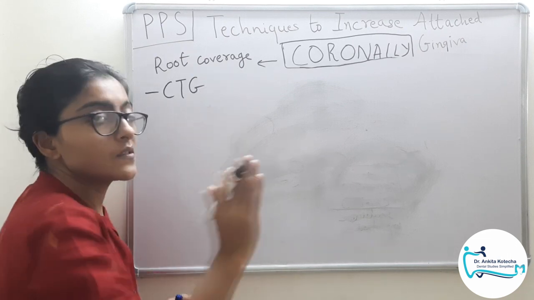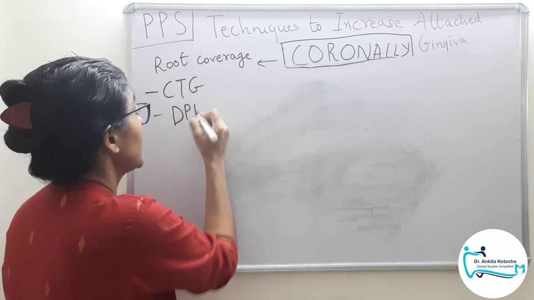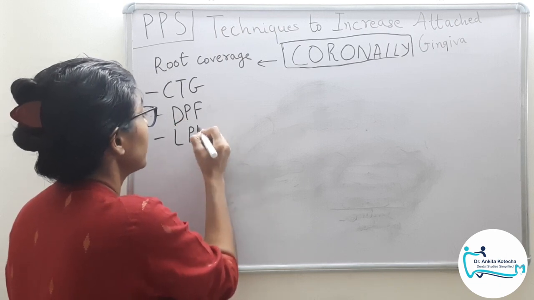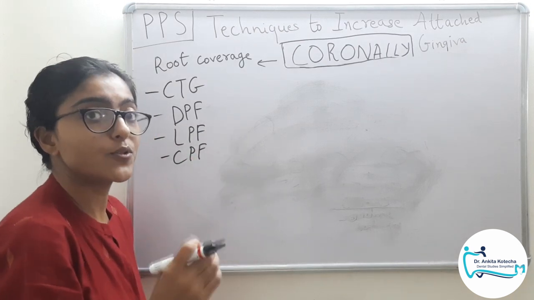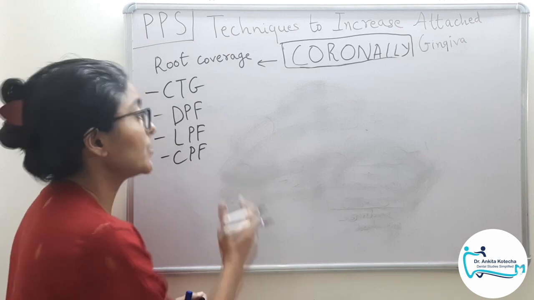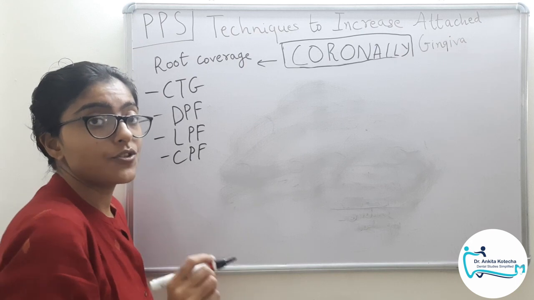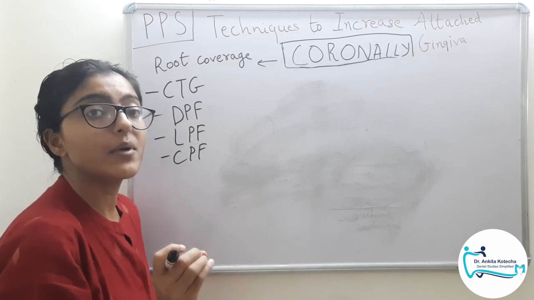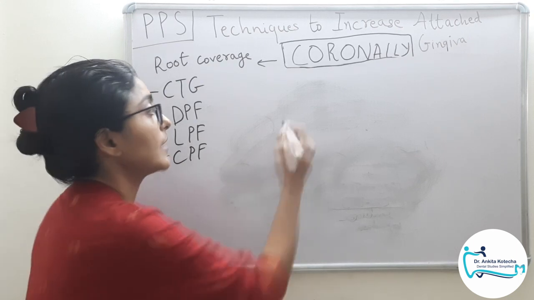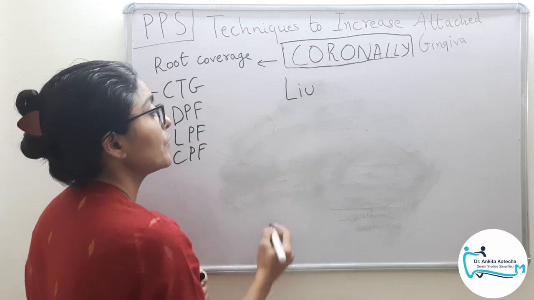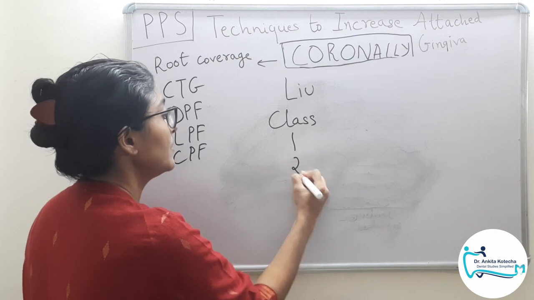So we have already discussed how to procure connective tissue graft. We have already discussed double papilla flap, laterally positioned flap and coronally positioned flap, all these in my individual videos previously. So now we are going to discuss the combinations. First we will discuss the classification of the incision design that is implemented during graft procurement, connective tissue graft procurement from the palate, that is Lui's classification of incision design. It has class 1, 2 and 3.